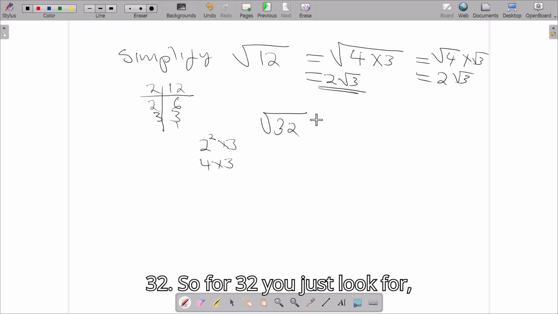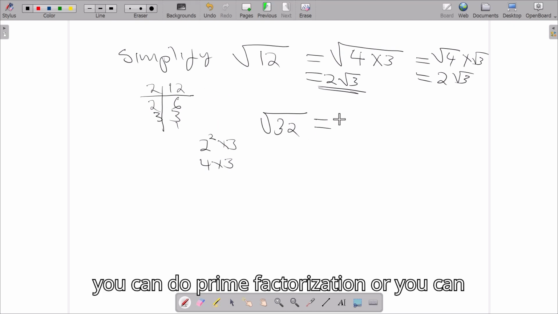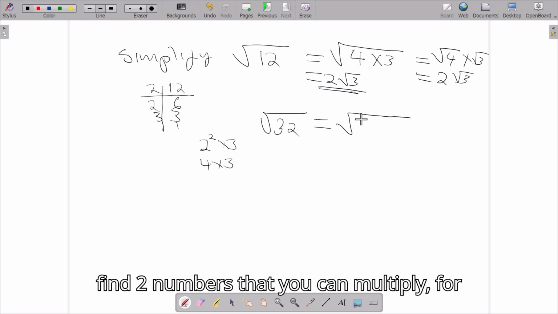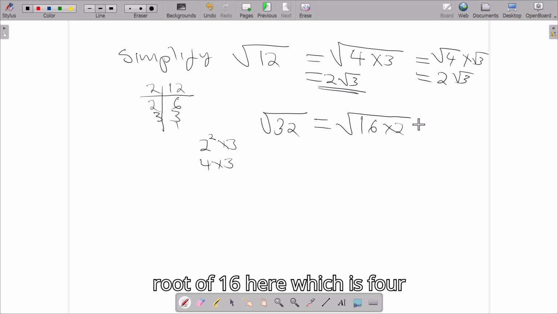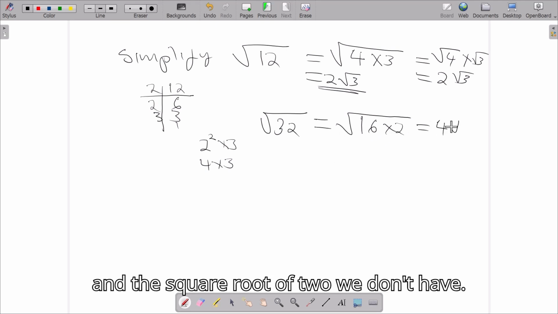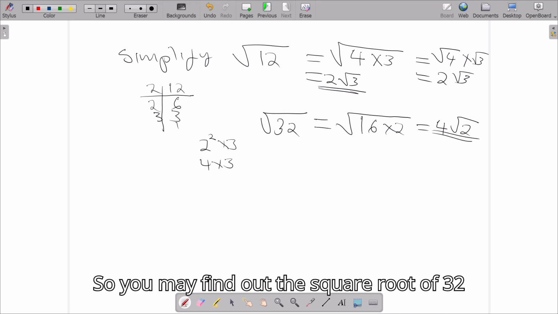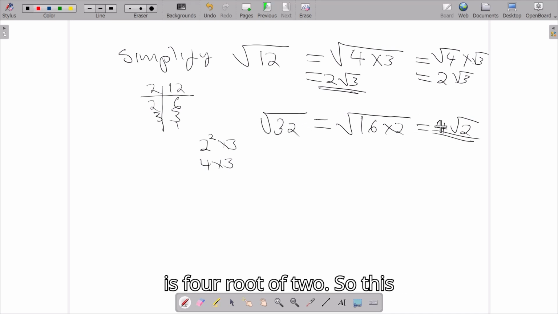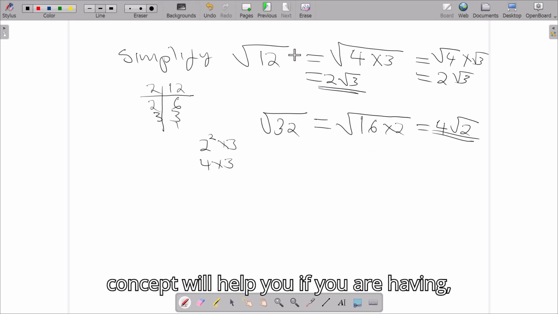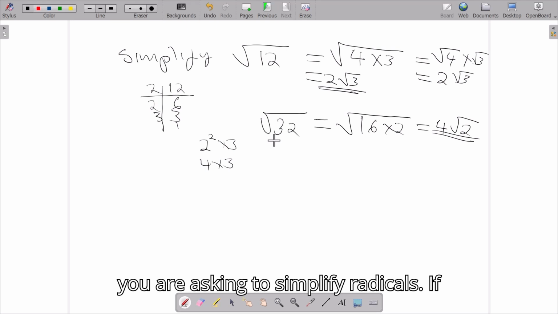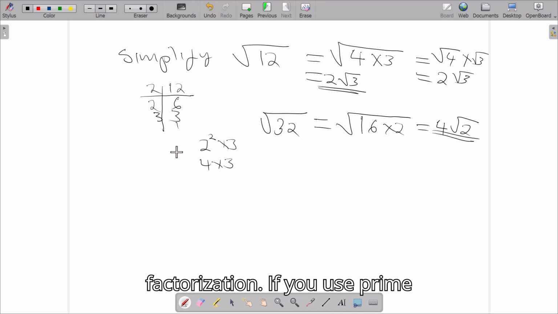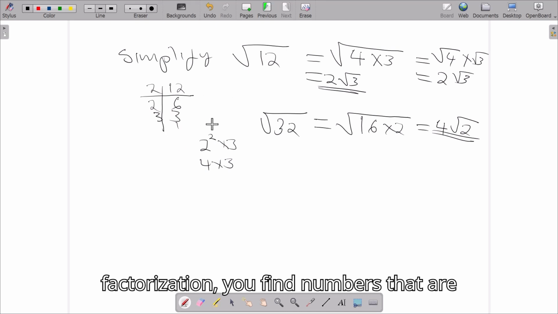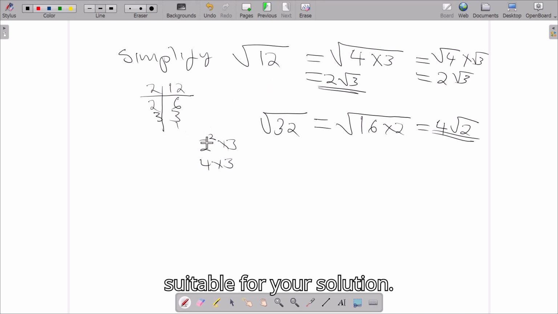So for 32, you can do prime factorization, or you can find two numbers that you can multiply. For example, 16 and 2. And we have the square root of 16 here, which is 4. And the square root of 2, we don't have. So you may find out the square root of 32 is 4 root 2. So this concept will help you if you are asked to simplify radicals. If the number is too big, you use the prime factorization. If you use prime factorization, you find numbers that are suitable for your solution.